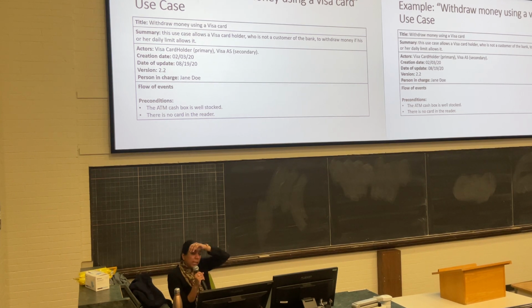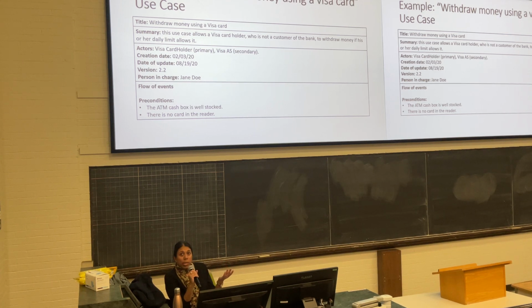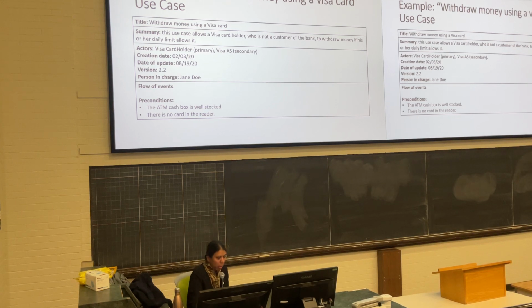So for the flow of events, like I mentioned, you need some precondition, meaning you won't be able to start the actual actions before you do something. For example, when you want to check your bank balance online, you have to log in first. That's a prerequisite, a precondition. Similarly, before you withdraw money, there are certain preconditions. You need to have money in the ATM, and there's no card in the reader. Of course, that's going to vary according to your particular project.